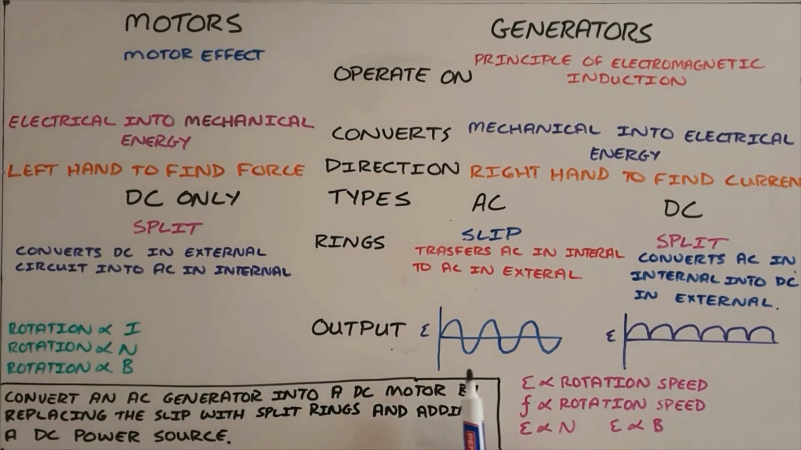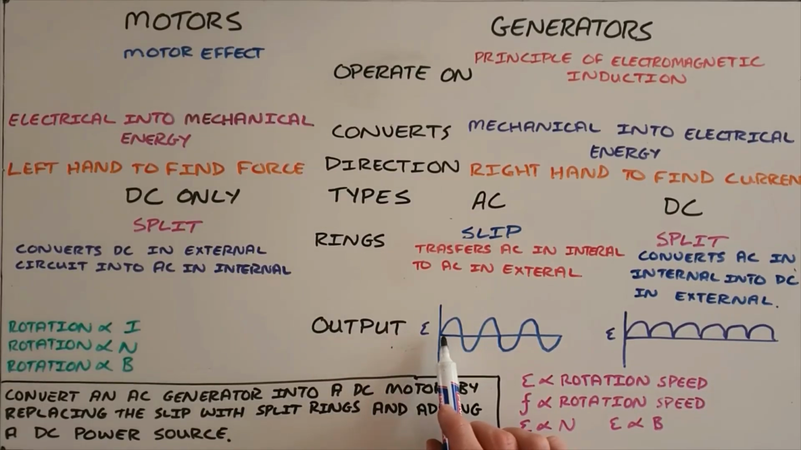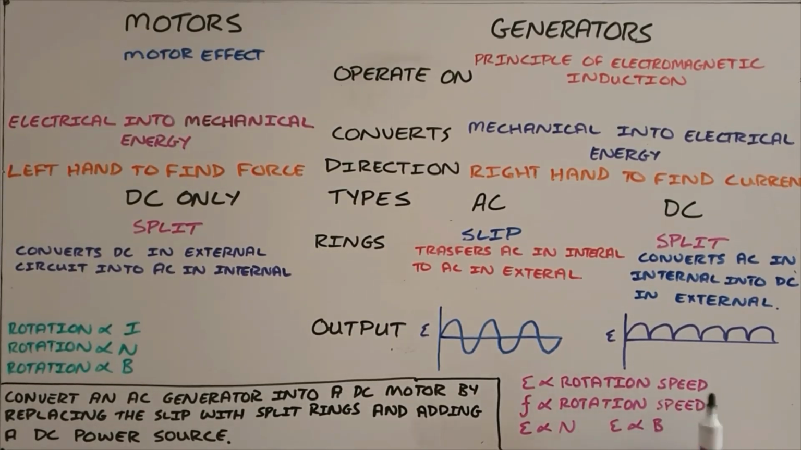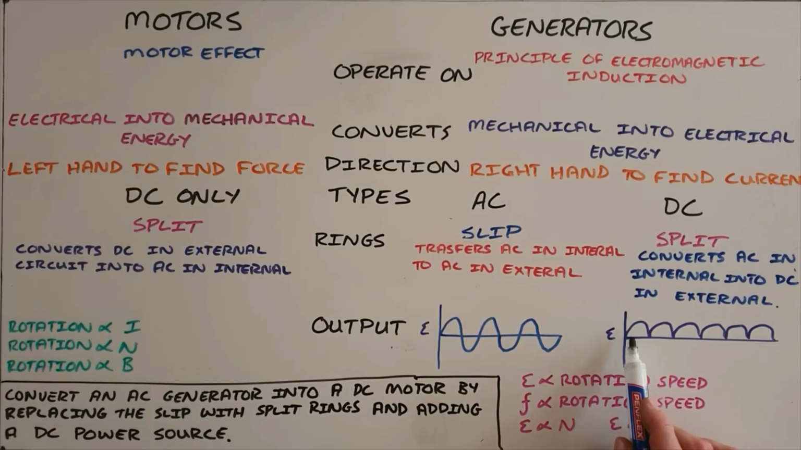The output for an alternating current generator shows the oscillation from 0 to a maximum induced EMF, back to 0, down to a minimum induced EMF. And the output for a DC generator shows that the induced EMF oscillates from 0 to a maximum, back to 0, back to a positive maximum without going to a negative maximum. In these generators, the induced EMF is directly proportional to the speed of the rotation.